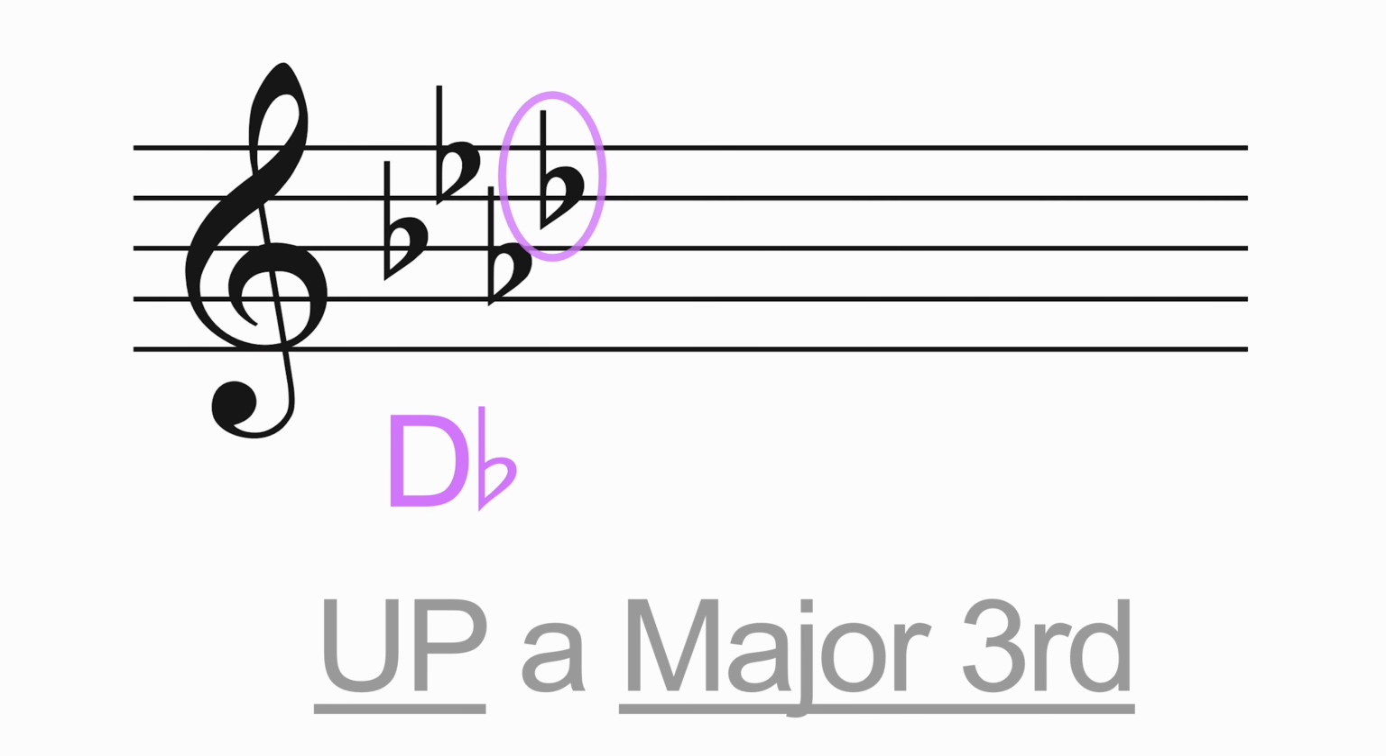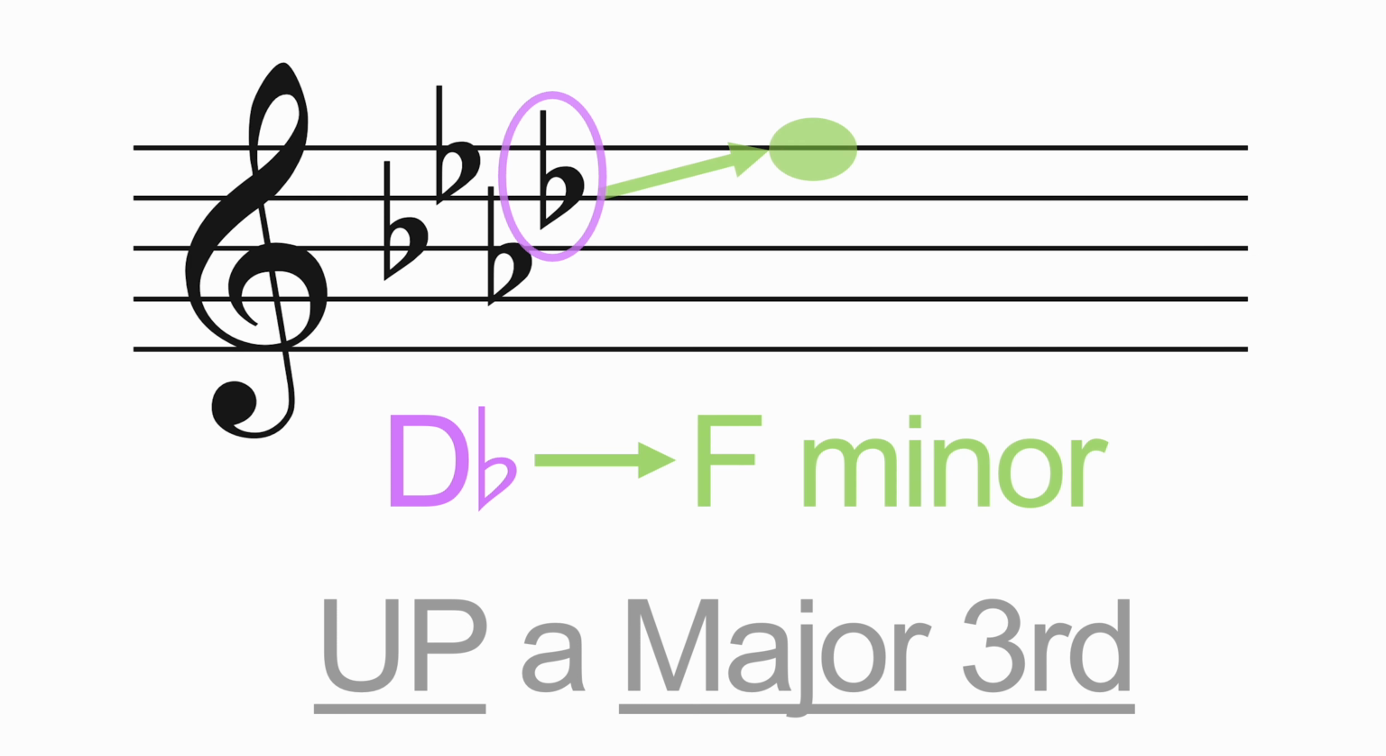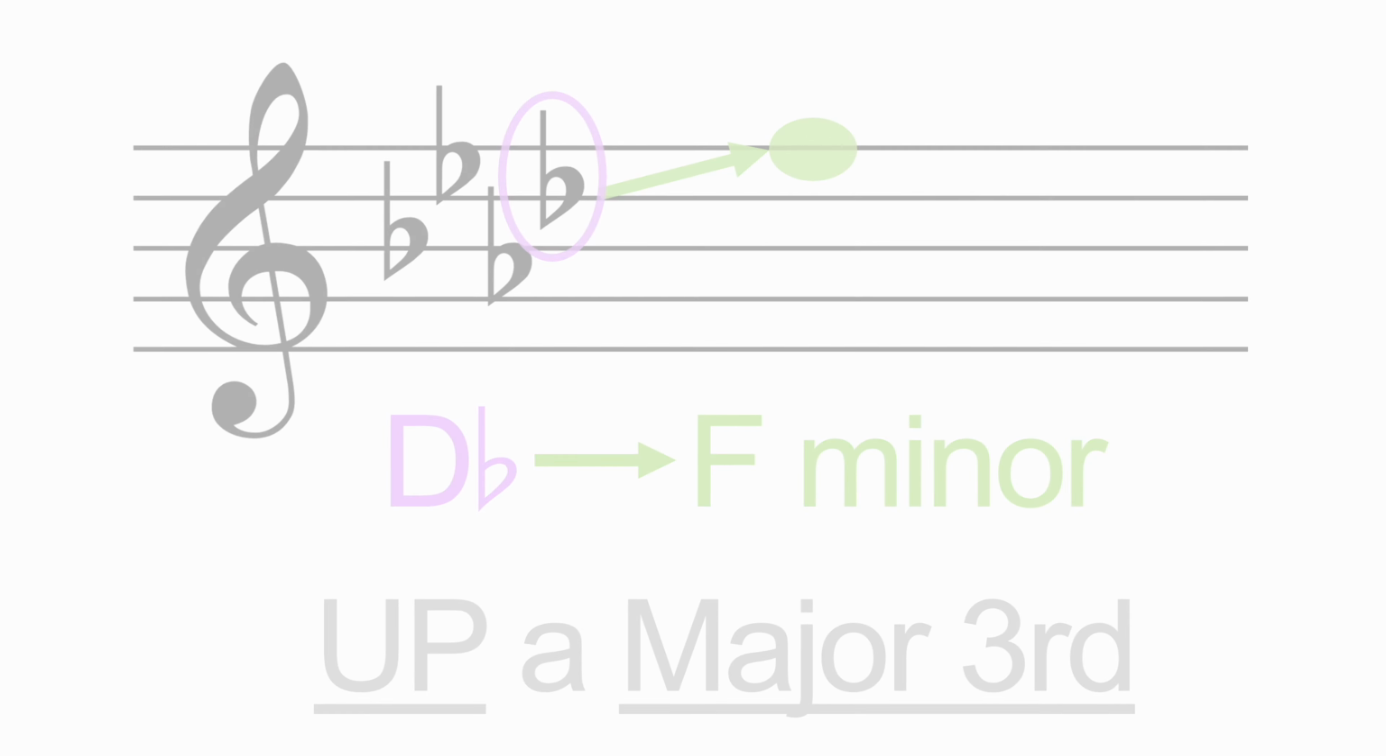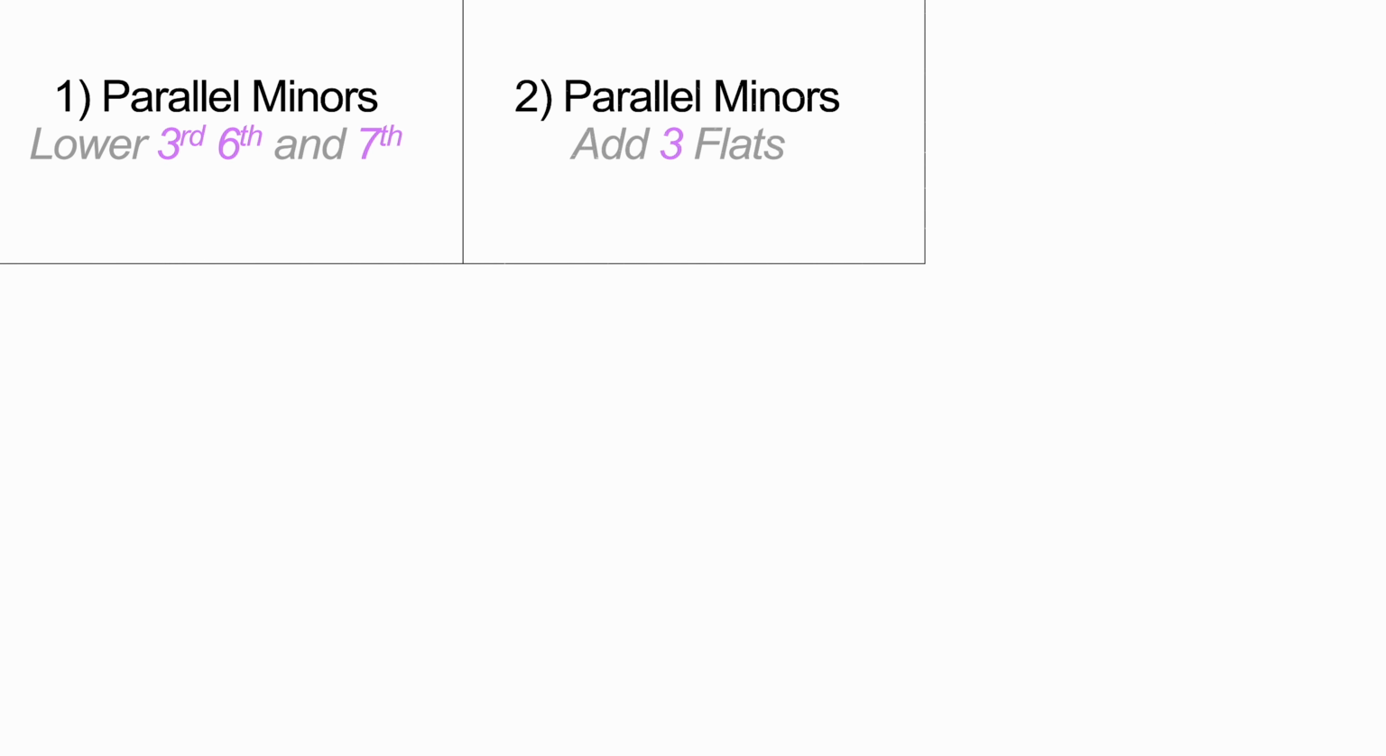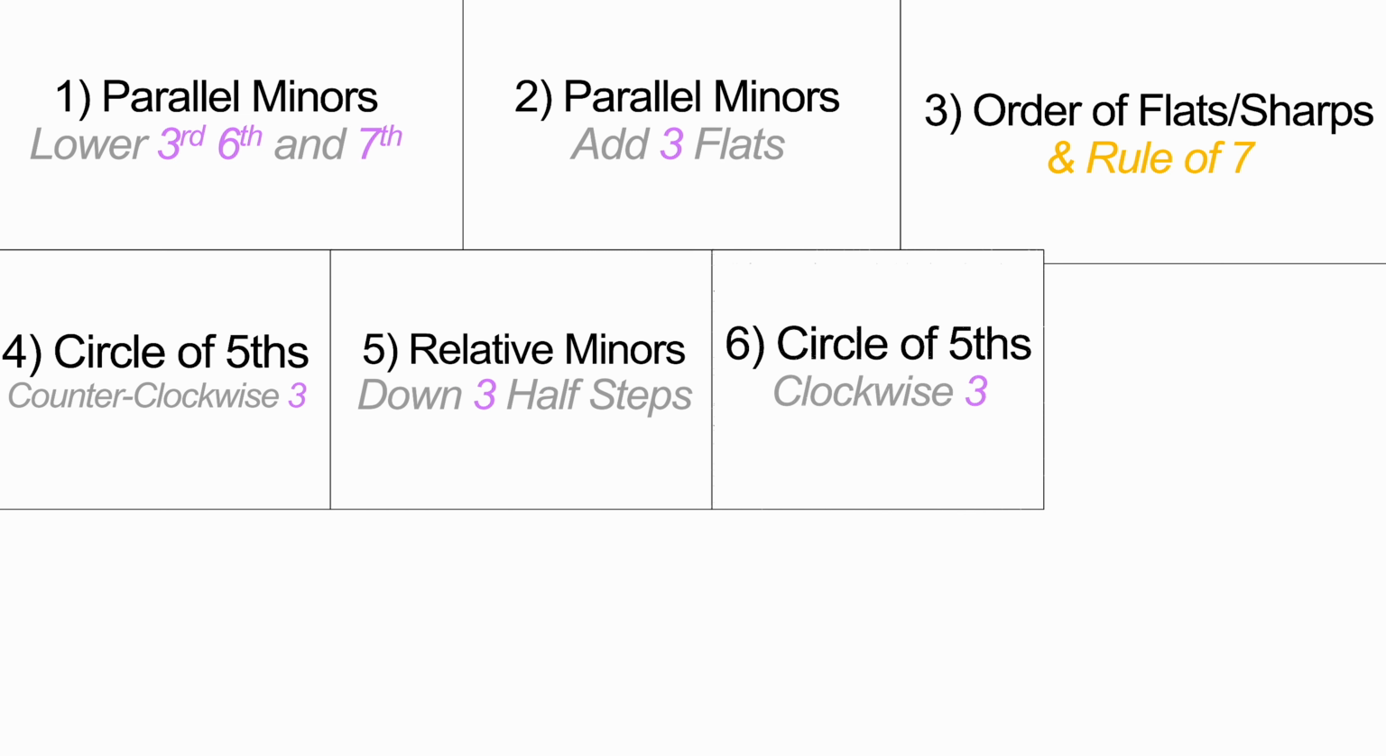Another one, 4 flats, and you're just really blanking. Okay, the last one, D flat, you're going to go up a major third, or you could think of your D flat triad, D flat, F, A flat. Then I get to, okay, the F was the third. There's my F minor.